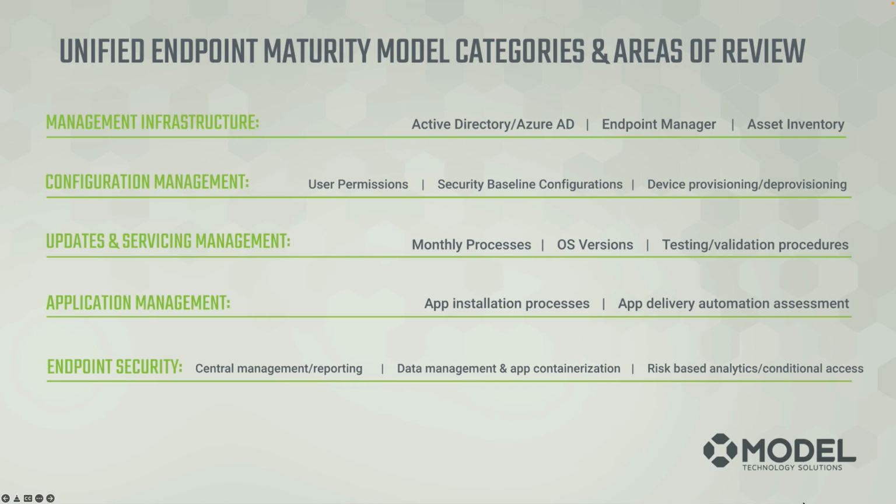In application management, how we get applications installed, what that process looks like from an organization level, and how those apps are delivered. And then endpoint security: where we're at today, how we manage, how we report on security, what the data is doing, app containerization, risk-based analysis, and conditional access are all areas within these categories.